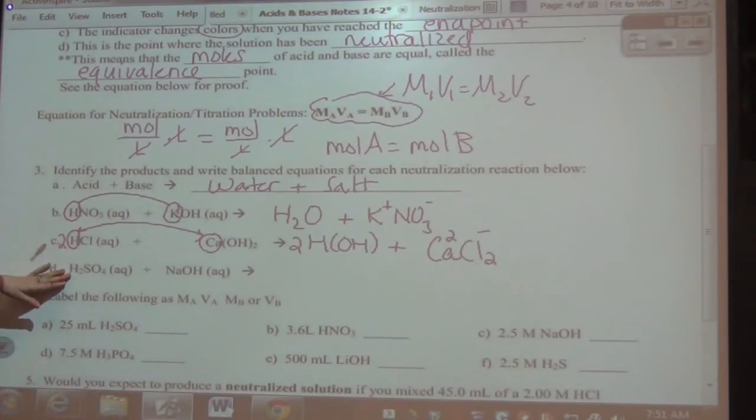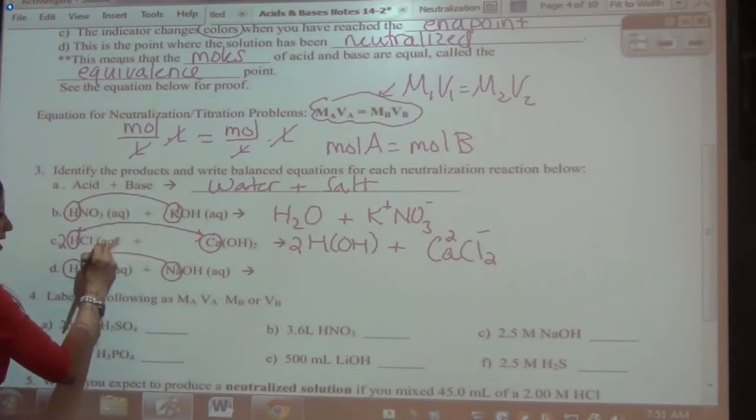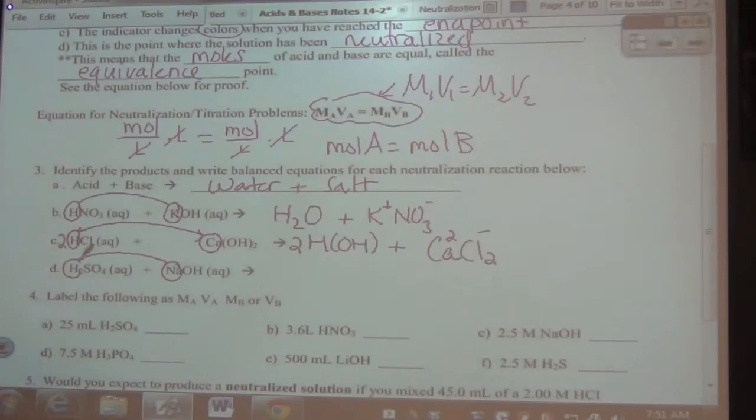Last one, H2SO4 and NaOH. Again, let's switch the H with the Na. So you're going to switch your positives.